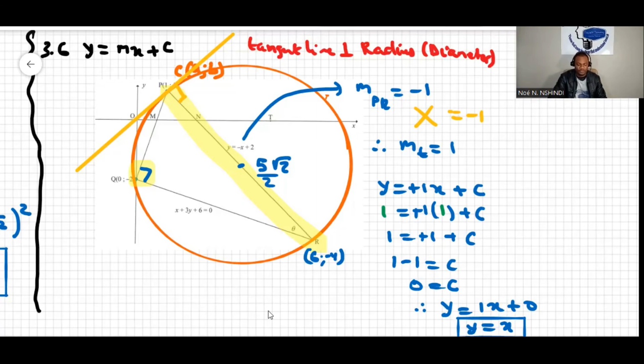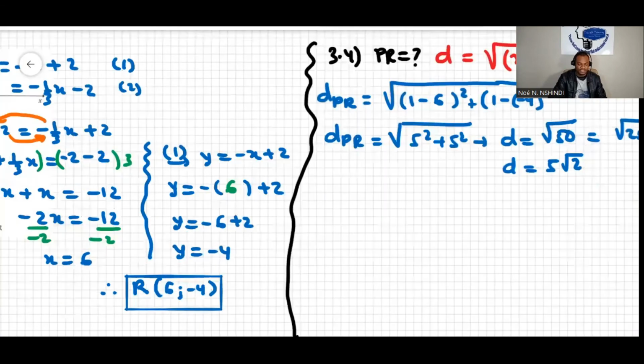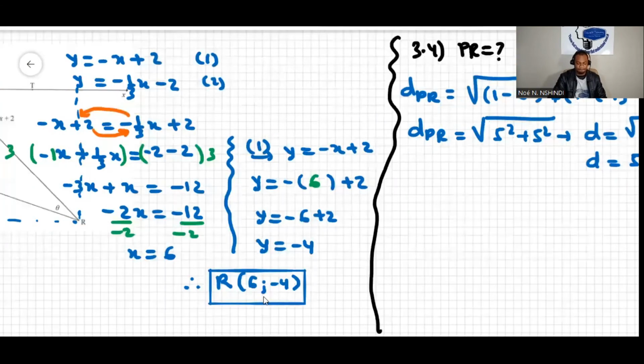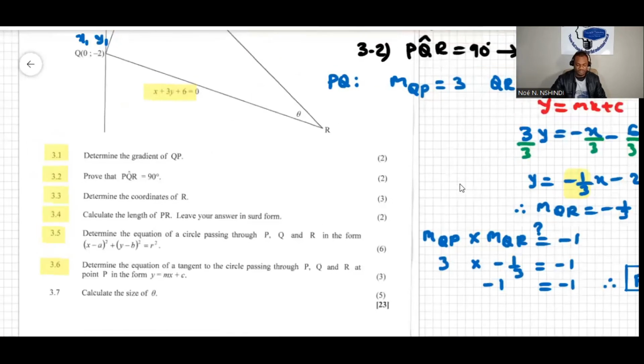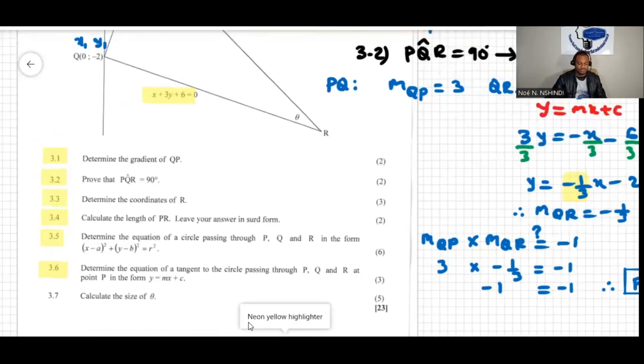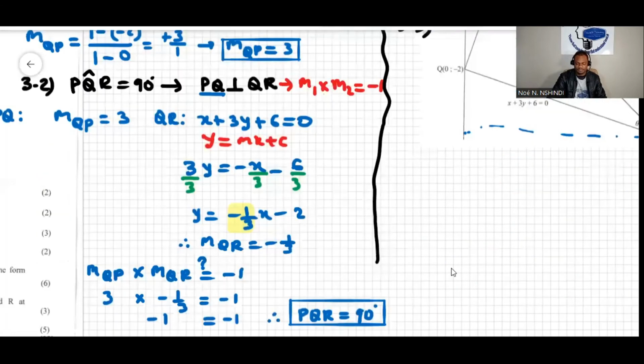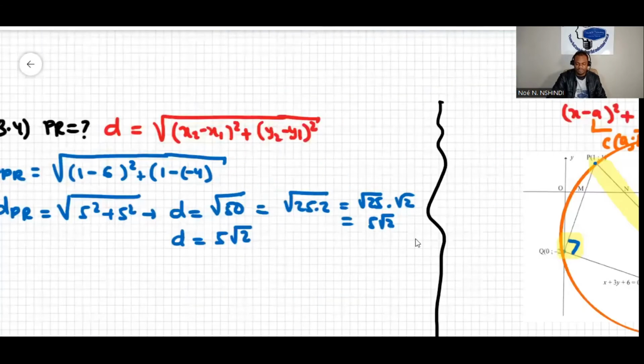Now, the following question is question 3.7. The question says calculate the size of the angle theta. Angle theta is this angle here, as you can see at R there. So now I'm going to move my board over here so we can see everything clearly.